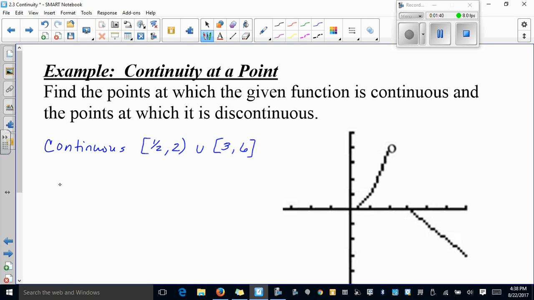Those are all the points. It is not continuous at 2, but I do want to point out that it is continuous down here because it's an endpoint. So not continuous.